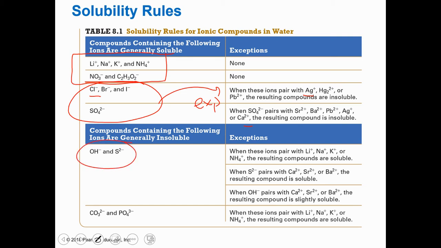Hydroxides and sulfides, they're often generally insoluble, so they're not soluble, unless they're paired with something up here. Same with sulfides. And here are the exceptions for when they are soluble. All right, and then our carbonates and phosphates are generally insoluble unless they are paired with something back up to this point.